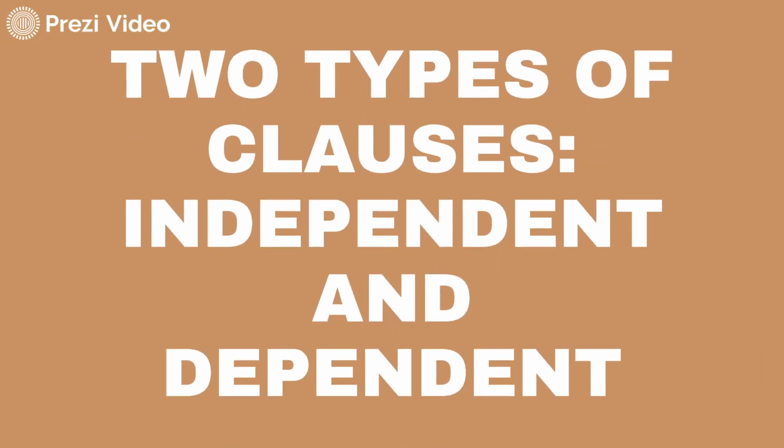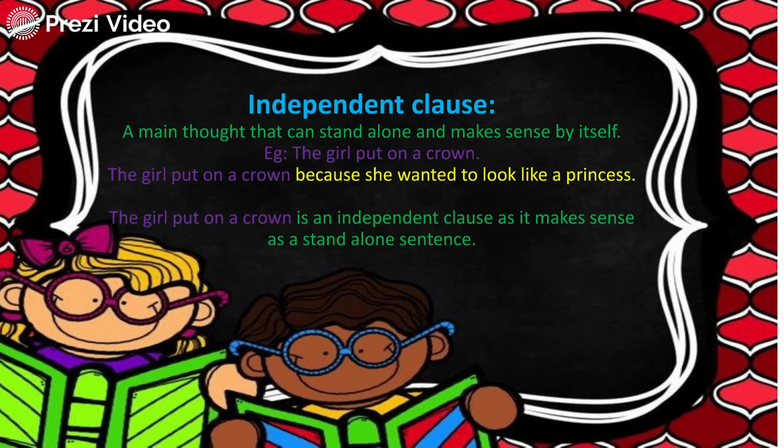There are two types of clauses, the independent clause and the dependent clause. And we're going to see what those are right now. The independent clause. This is a type of clause. Remember, both of these will have subjects and predicates, but the independent clause is a main thought that can stand alone and it makes sense by itself. And basically, it can be a sentence all by itself.